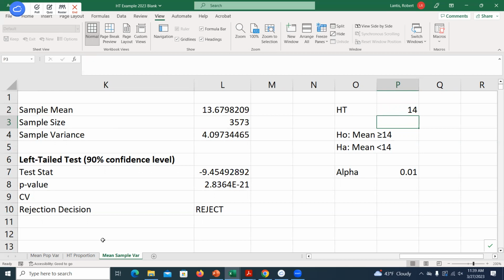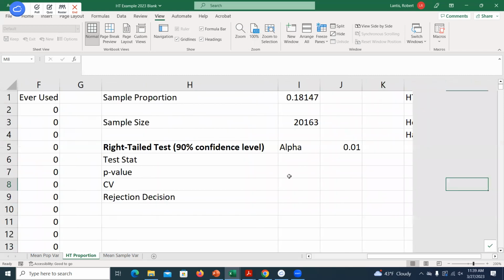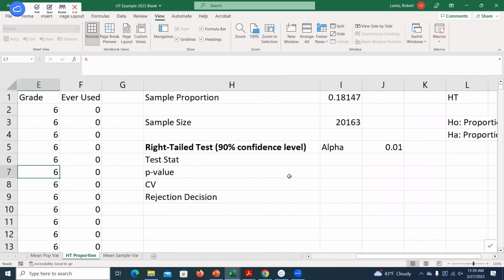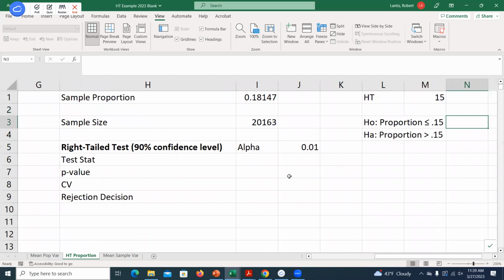So we're then going to move to hypothesis testing for proportions. I had this variable, which is a 0 or 1, indicating whether the student ever used an e-cigarette. And maybe I'm concerned, and I'm asking, is the proportion of kids who have used an e-cigarette, I think these are only middle and high school students, oh, sorry.